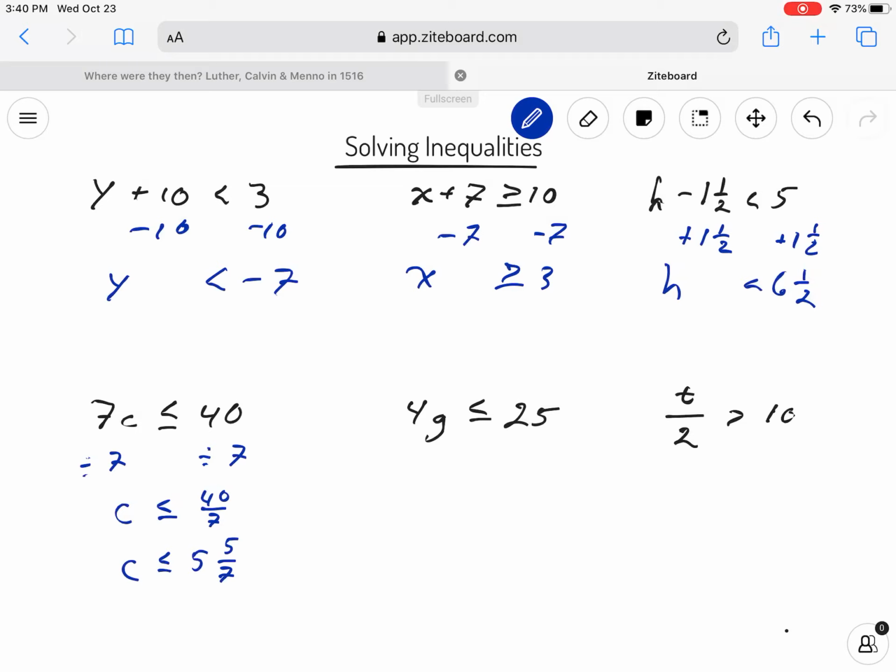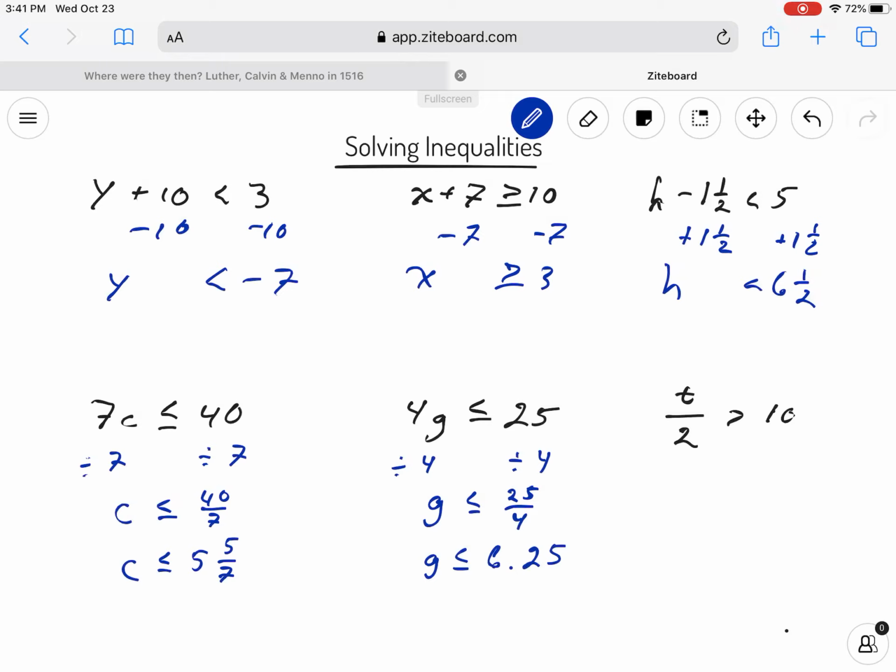Okay. Here we have 4 times g is less than or equal to 25. So again, I can divide both sides by 4 since I'm multiplying the g by 4. Okay, so I'll divide them. So 4 divided by 4 is 1, leaves me with just g. And g is less than or equal to 25 divided by 4. And you can convert that however you want, into either a fraction, mixed number, or a decimal. That would be 6.25 if we did a decimal.